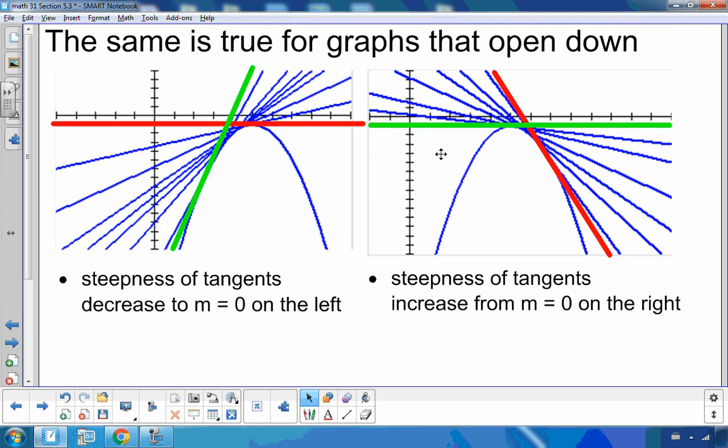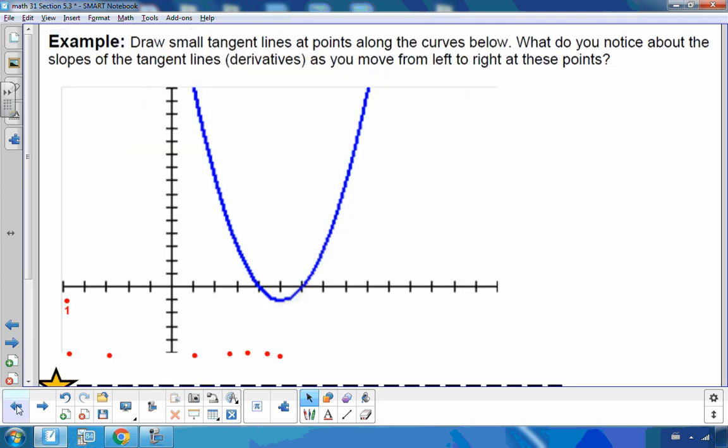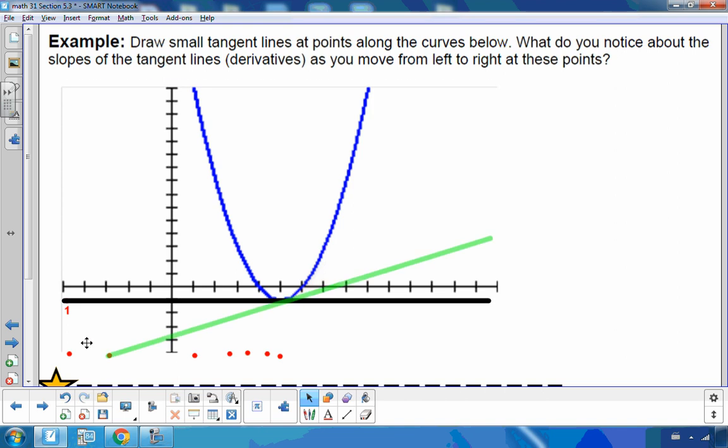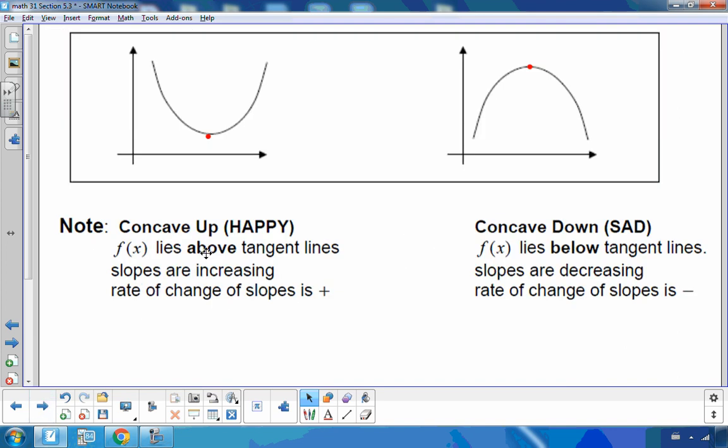So concave up, the curve will lie above the tangent line. Let's go back over here. When I had concave up here, you can see that the curve is above all of these tangent lines. Every tangent line that I have, the curve is above. So that's what concave up is. f(x) lies above the tangent line. The slopes are increasing. The rate of change is positive. So we are happy. Concave up is happy.